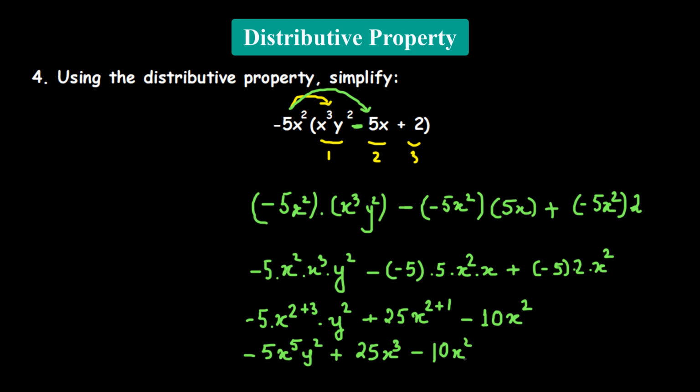So this is the simplified form of the given algebraic expression. So negative 5x squared multiplied to x cubed y squared minus 5x plus 2, so that's going to give us negative 5 times x raised to the power of 5 times y squared plus 25x cubed minus 10x squared.